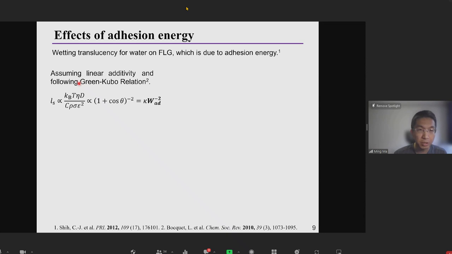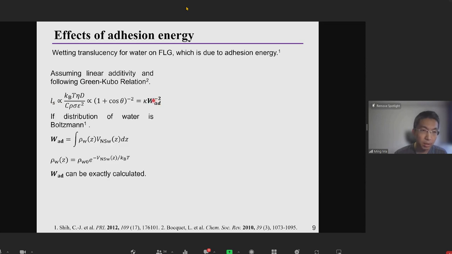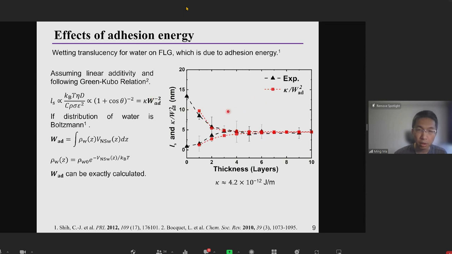If we assume that the interactions between liquid and solid are additive and the friction follows the Green-Kubo relation, then we can relate the slip length to the adhesion energy. And if we further assume that the density of water along the Z direction follows the Boltzmann distribution, then we can calculate these quantities. Here, this figure shows our calculation results. The x-axis is thickness, the y-axis is the slip length, the black data is from our experiment, and the red data is from our theory.